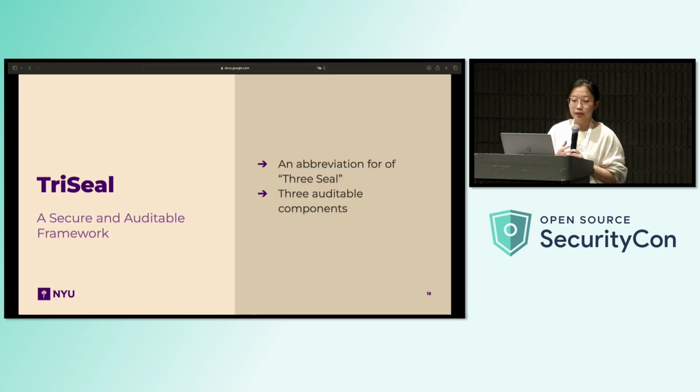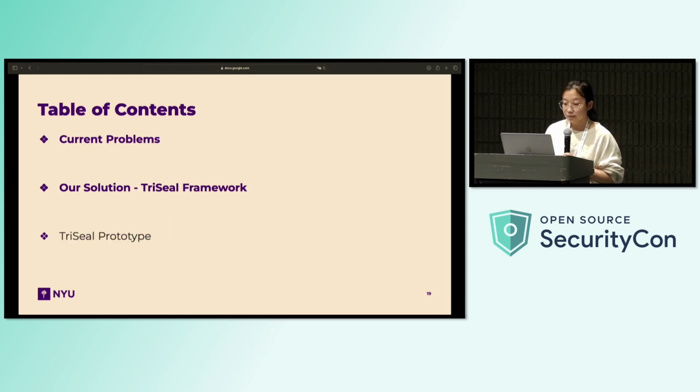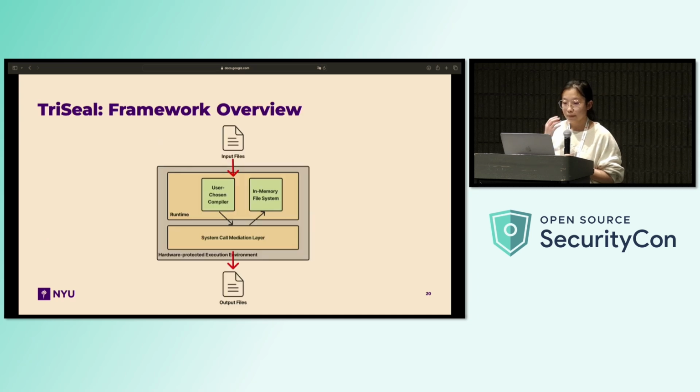We propose a secure and auditable framework to mitigate the previous problem, called Trisale. Trisale consists of 3 auditable components. Here's an overview of the Trisale.